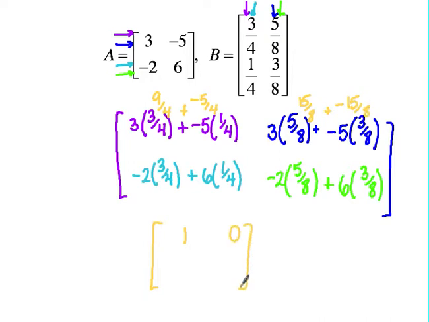0. Down here, I'm going to take negative 2 times 3 and get negative 6/4. Then I get 6 times 1. So what do you get when you add those together? 0. Here, negative 2 times 5 is negative 10/8. 6 times 3 is 18/8. You add them together, and what do you get? 8/8, which is 1. So are these inverses? Yes.